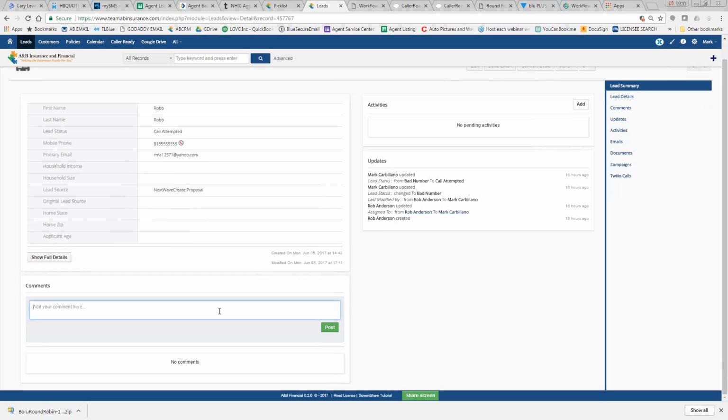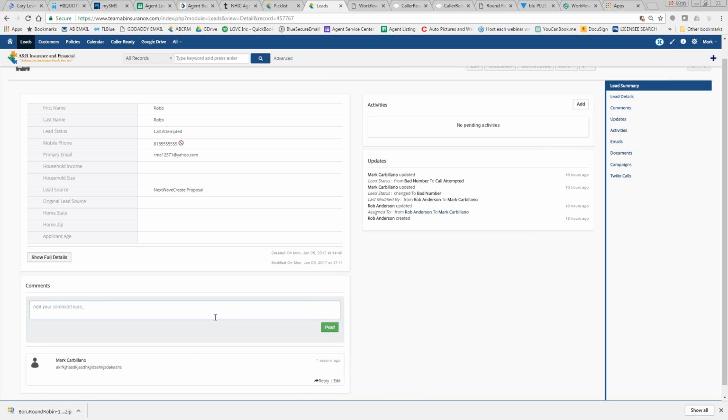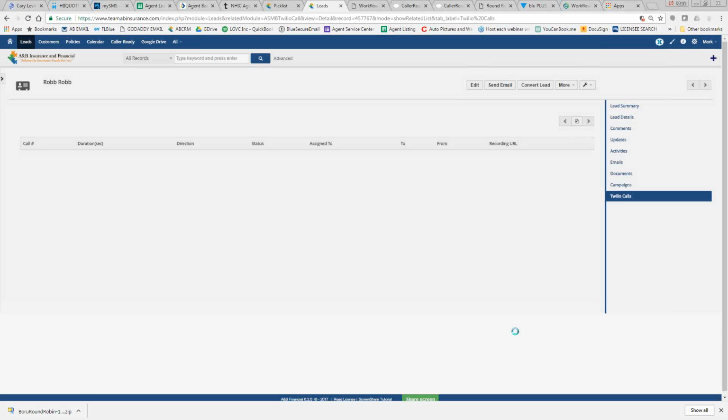Notes, comments, what you've got going on can all be posted in here. Now, I am working on two things. One, this will make Jeff happy, and it's just not done yet: showing all of the Twilio calls located down here so they're right on your screen. If you want to see how many times you called, you can click on the Twilio calls, and every time you've done your Twilio call, it will show you when you called that lead, right in the lead summary.